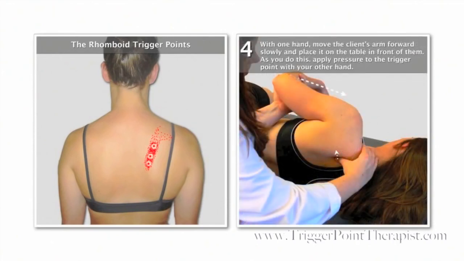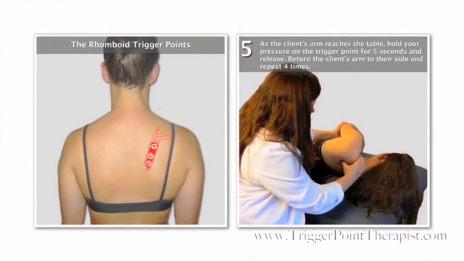With one hand, move the client's arm forward slowly and place it on the table in front of them. As you do this, apply pressure to the trigger point with your other hand. As the client's arm reaches the table, hold your pressure on the trigger point for 5 seconds and then release. Return the client's arm to their side and repeat this release procedure 4 times.